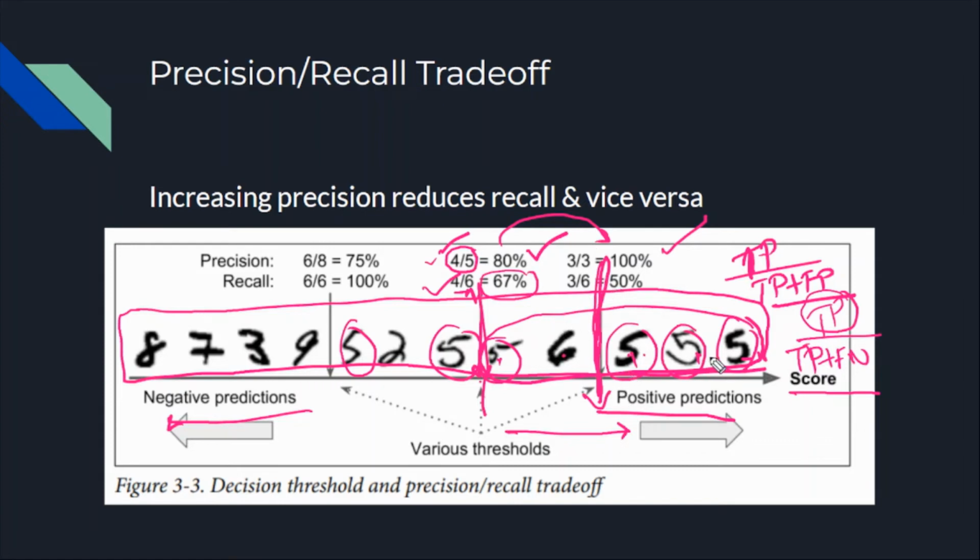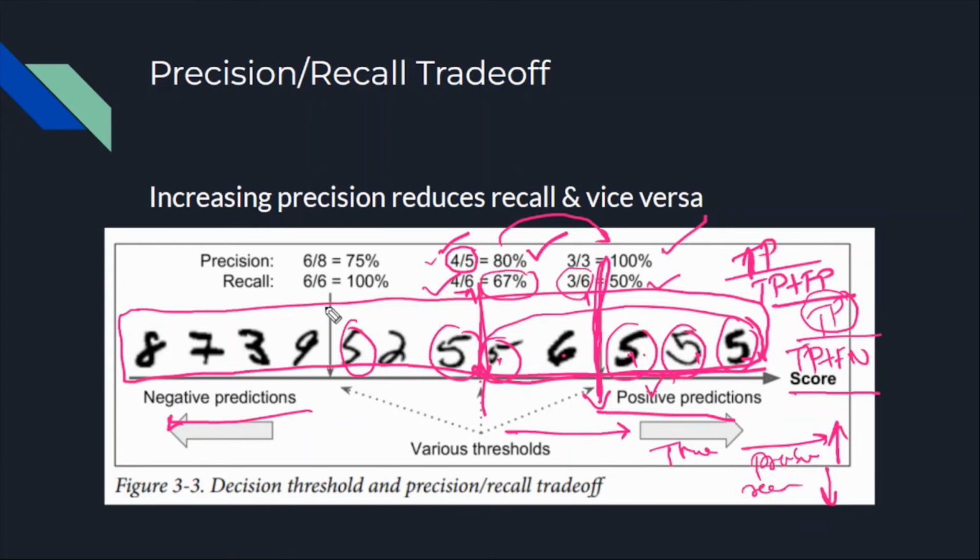Let's look at my recall. How many actual positives? 6, out of which how many did my model project? Only 3 are projected as positive, so it's 3 by 6. So my recall is getting decreased. So I can say that if my threshold increases, my precision also increases and my recall decreases.